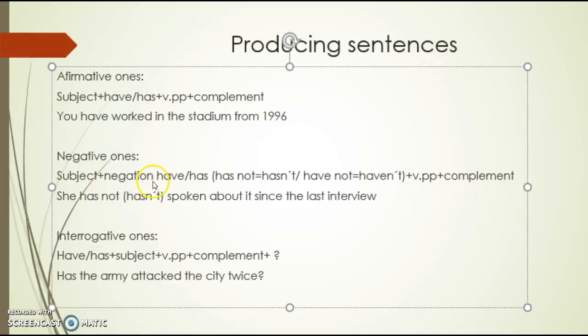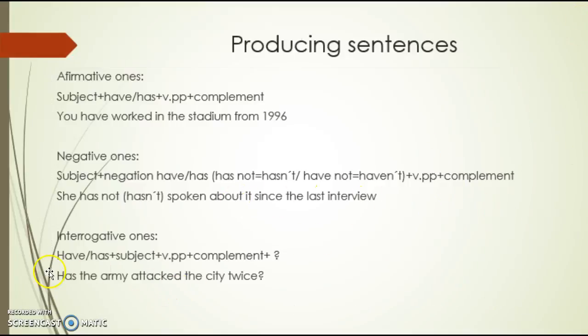Remember that this structure is always going to be the same. Always. If you follow this structure, you are going to create sentences properly. The only thing is that we have to acquire new vocabulary to comprehend how it works.